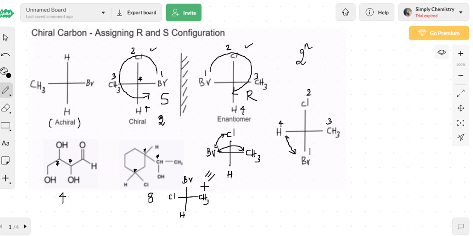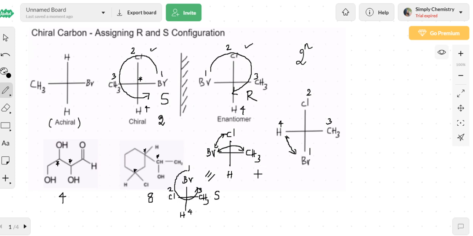Now we are going to assign the RS configuration. So this is going to be number 1, 2, 3 and 4. You could see that it is going in the counterclockwise direction. So the assigned configuration is S.